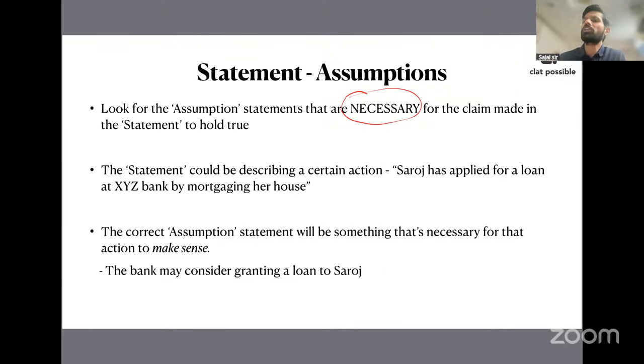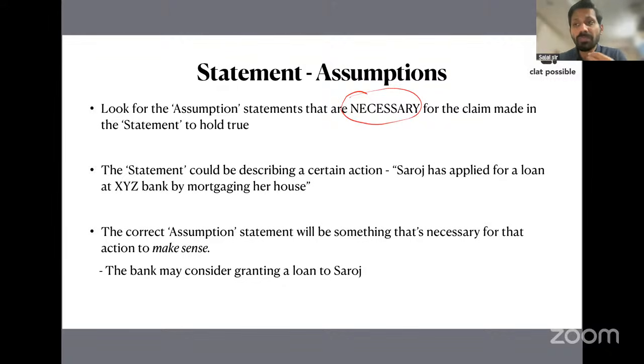Right? Again, what you can do while you are doing these statement assumption questions is negate the assumption statement, and if on negation the claim made in the statement does not make sense, right? Then this assumption statement is the correct option, right? So I'm denying the assumption to check whether it is required for the statement given, right?